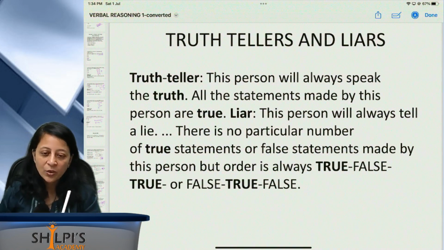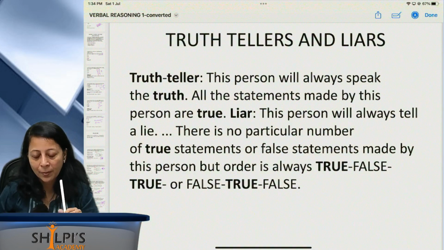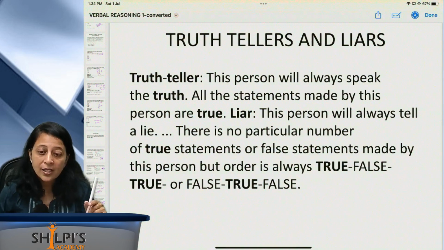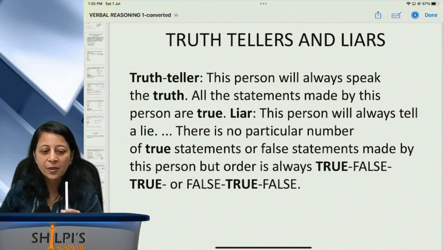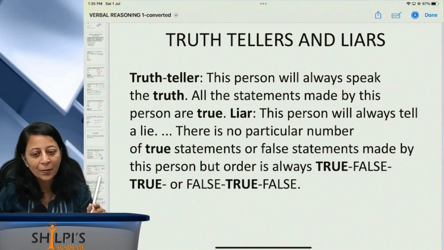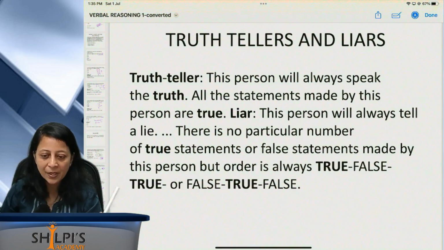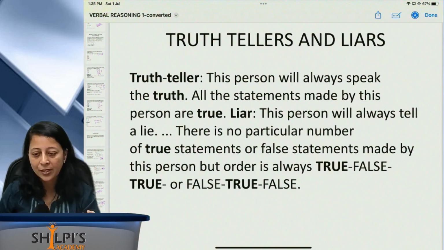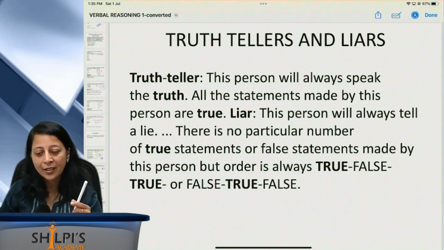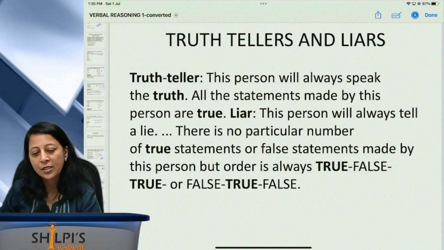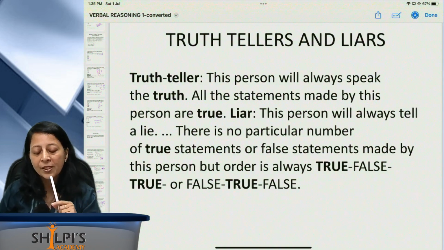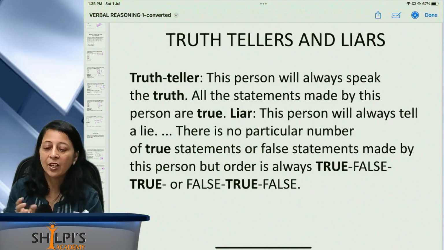Okay. Truth teller, this person will always speak only the truth. The person whom you are considering as a truth teller, he will be speaking only the truth. All the statements by this person are true. Okay, liar. This person will always tell a lie. There is no particular number of true statements or false statements made by this person. But the order is always either he will make true, false, true or false, true, false. He will not tell us true, true, false. He will tell true, then a false statement, then a true statement. Likewise, he may also tell it as false statement, true statement and a false statement. Okay, so there are only two people. One person will be always telling the truth, the other person will be telling it in an alternative way.